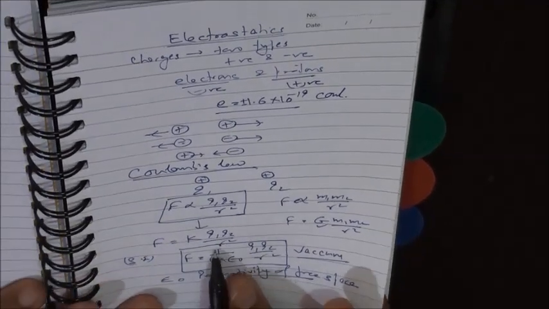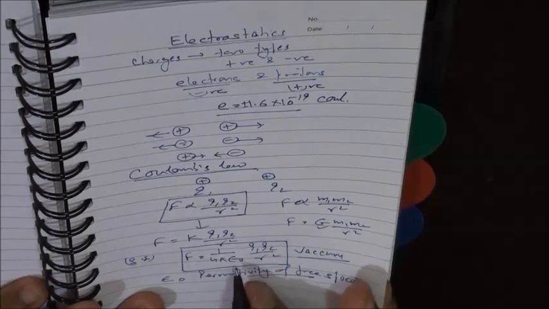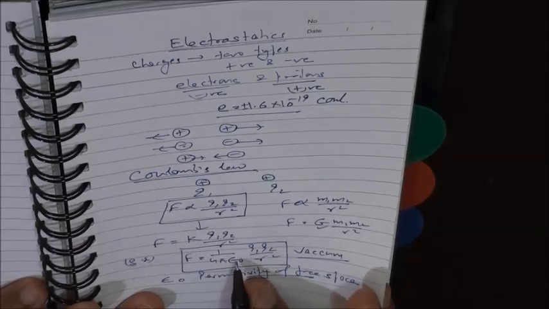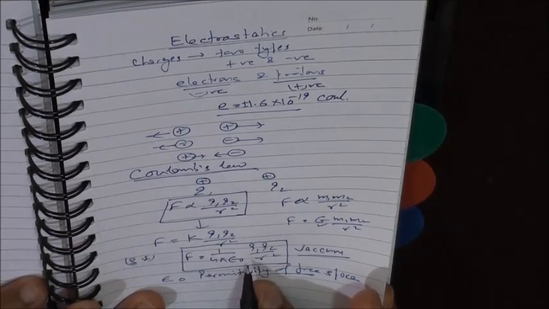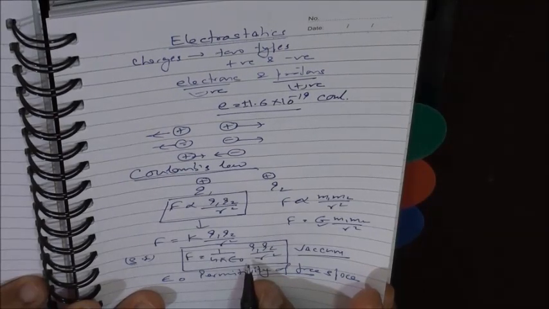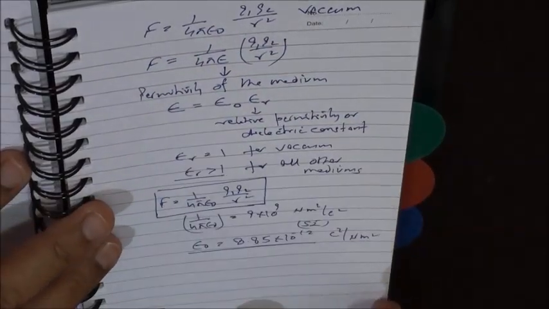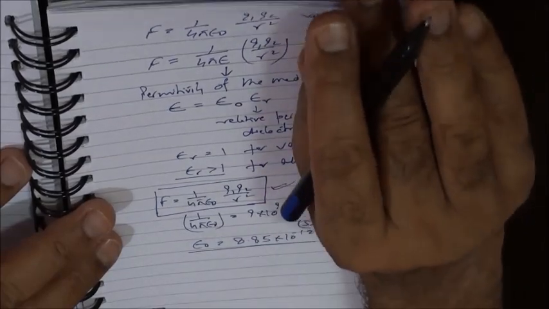In SI system, this value has been taken as 9 into 10 raised to the power 9. This is called the permittivity of free space. If there is any other medium, this is replaced by epsilon naught epsilon r, which is called relative permittivity or dielectric constant. And epsilon is the permittivity of the medium. Okay, so this is the force between 2 point charges q1, q2 separated by a distance r.